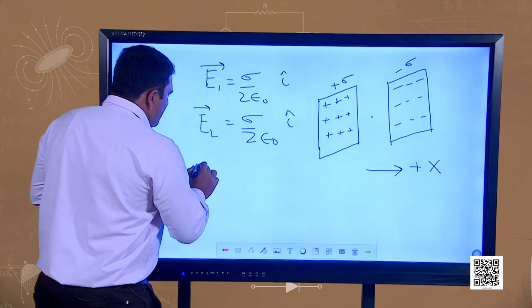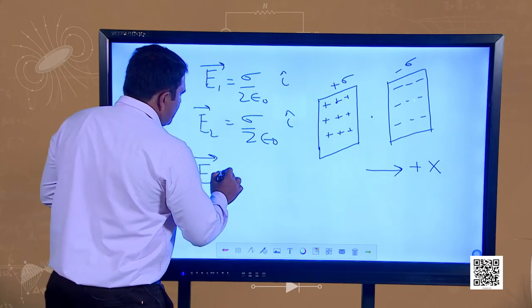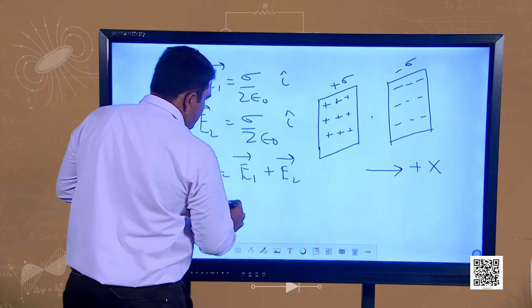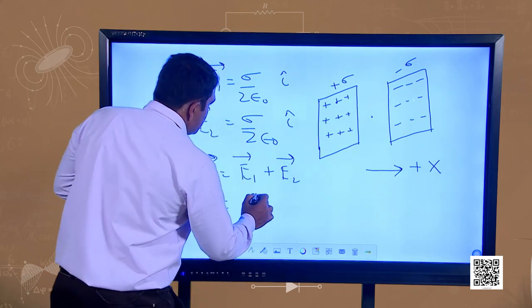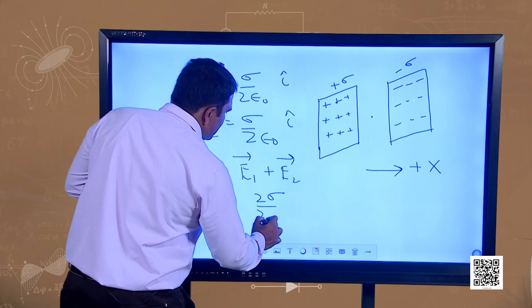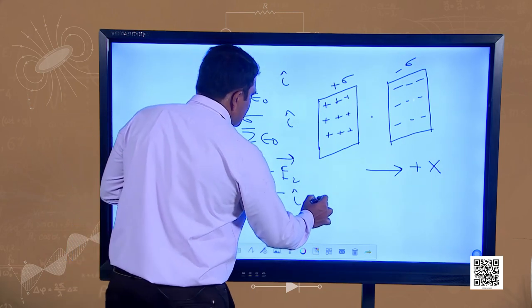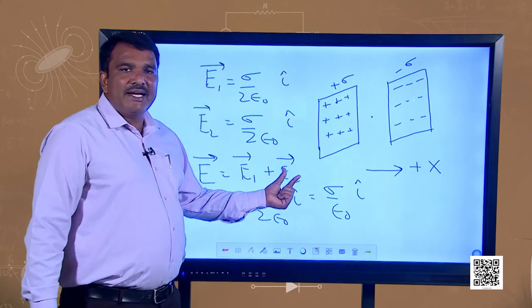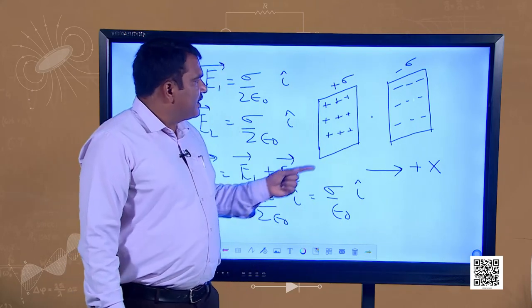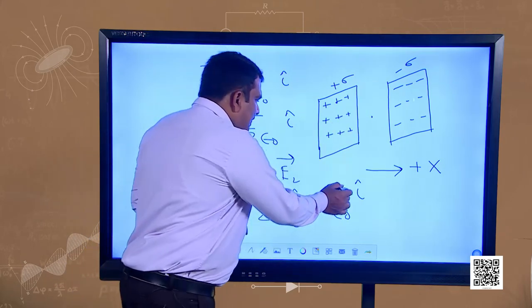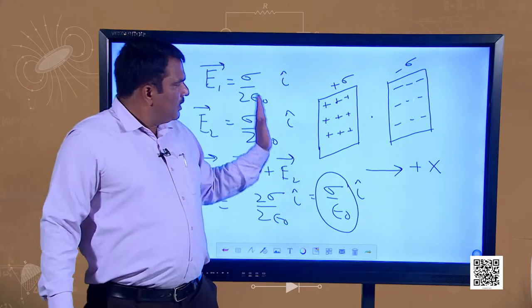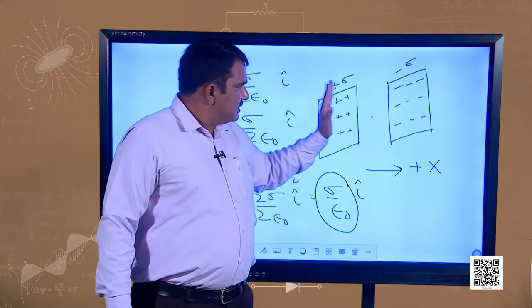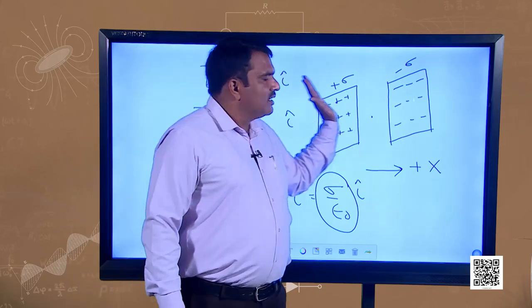So according to the superposition principle, the net electric field will be the vector sum of electric field due to the two sheets, and it will become 2 sigma by 2 epsilon naught i cap, that is sigma by epsilon naught i cap. So the magnitude of electric field at any point between these two sheets will be sigma by epsilon naught, and its direction will be towards right, that is from the positive plate to the negative plate, that is, from the sheet with positive charge to the sheet with negative charge.